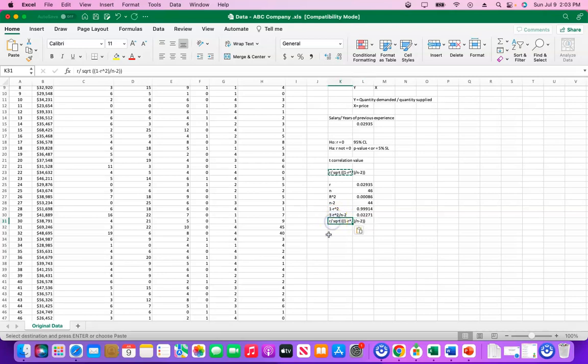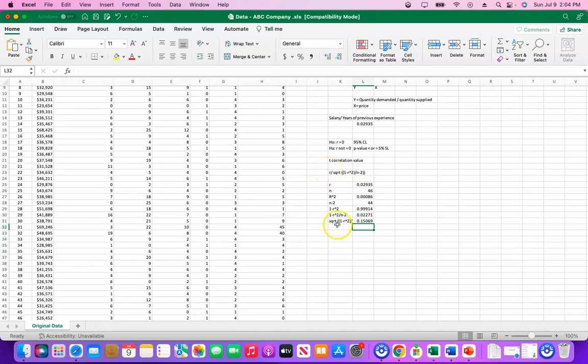So all we need here is the square root of this value. So I'm going to put equal sign and type SQRT, and that is the square root of this. And then if you enter, we have the square root. So we have already solved the below data.